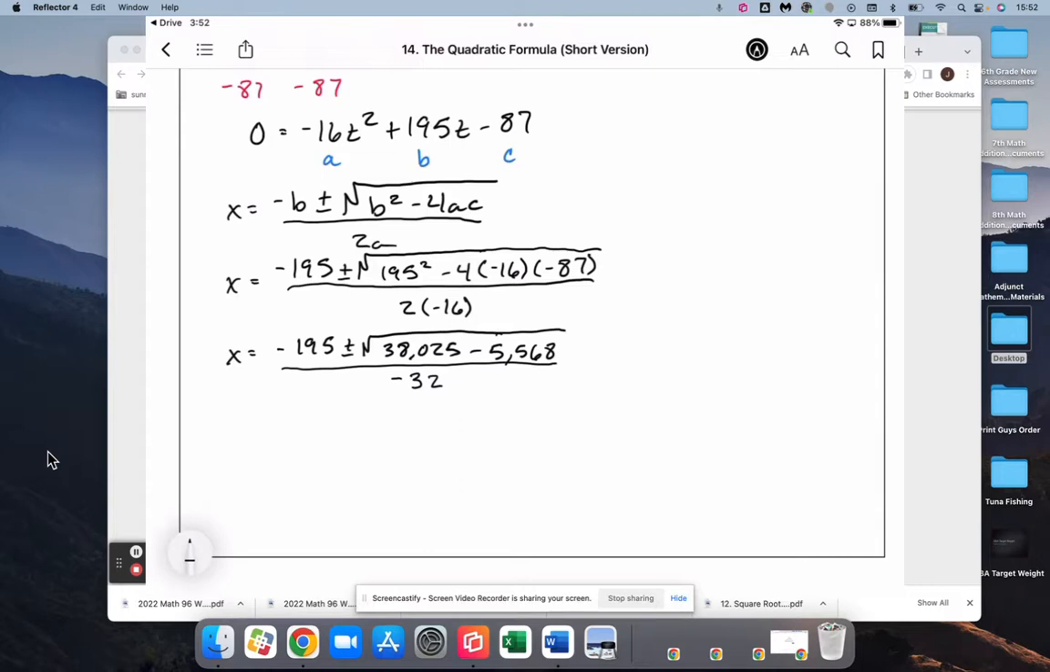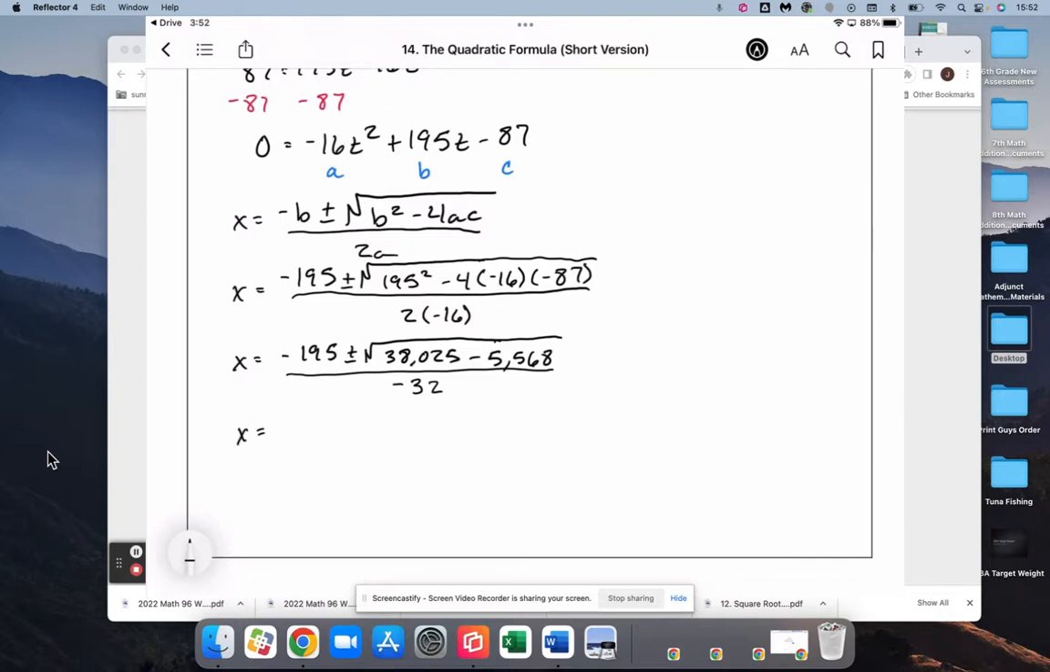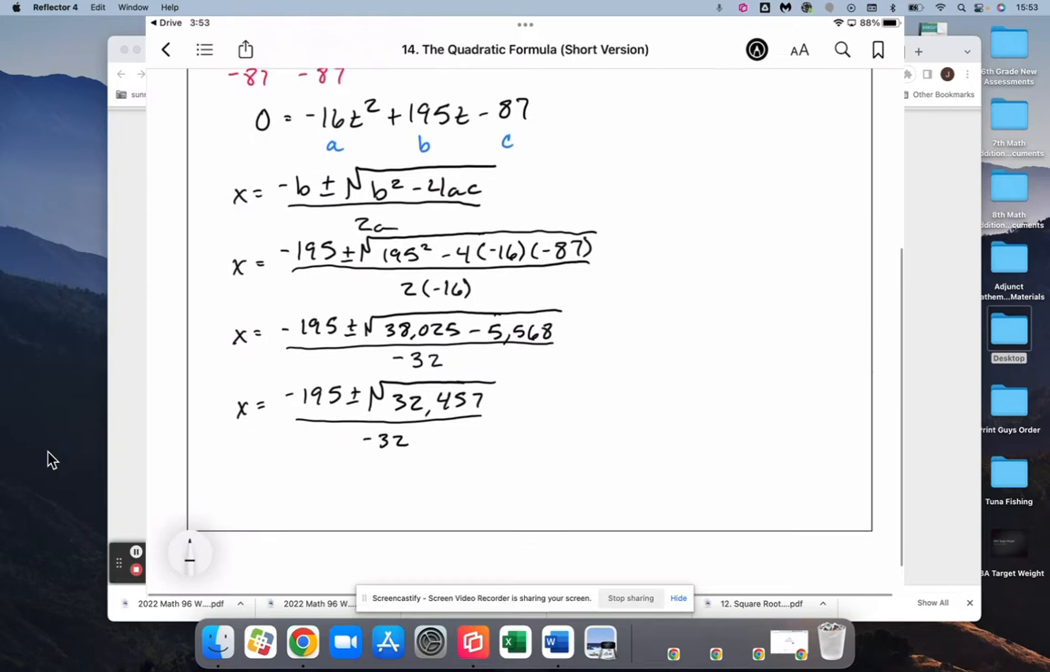I've got 38,025 minus 5,568. The discriminant, or the piece that's inside the square root symbol, the radical, is going to be 32,457. And all of that is over negative 32. That is really something. There's no way that we're going to list all the factors of 32,457.